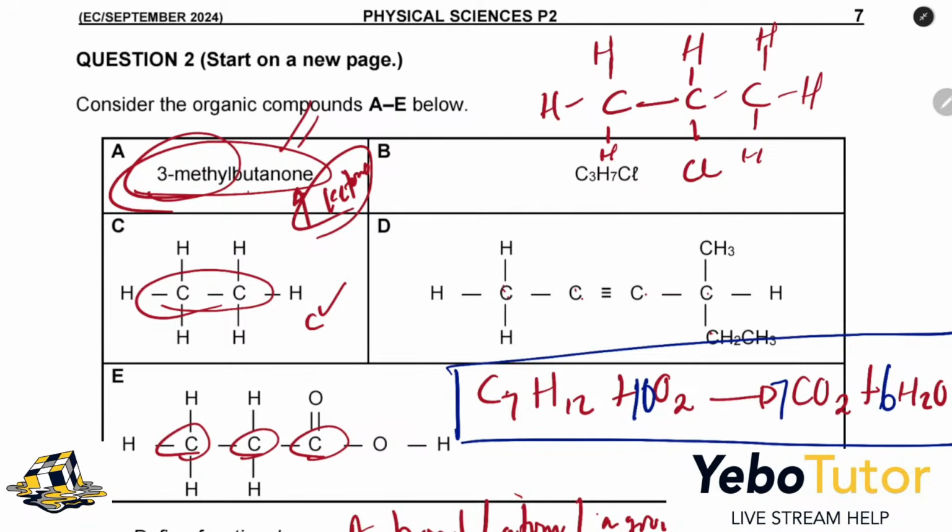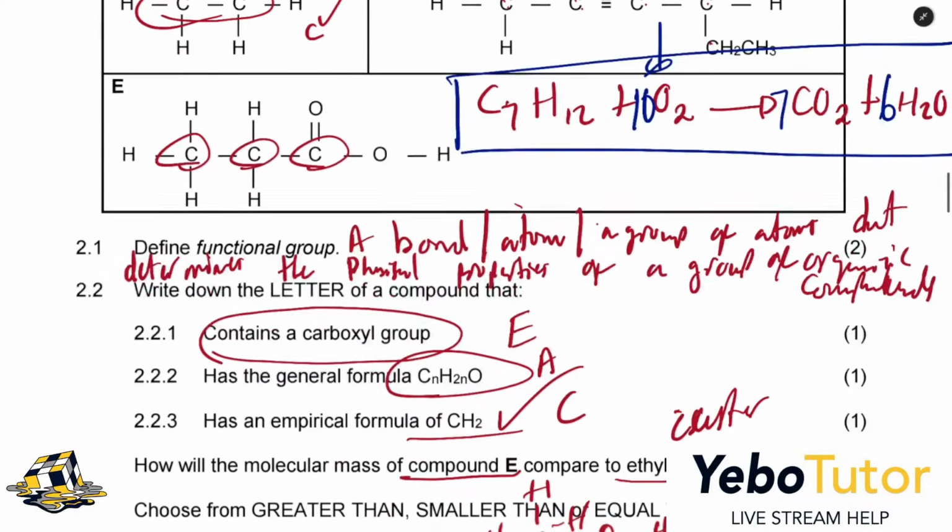Just like that, we have 12 H's, we have C7. The moment they say combustion, which means it's reacting with oxygen gas, that needs to produce carbon dioxide as well as our water over there. So that will give us that specific equation which we have at that point.